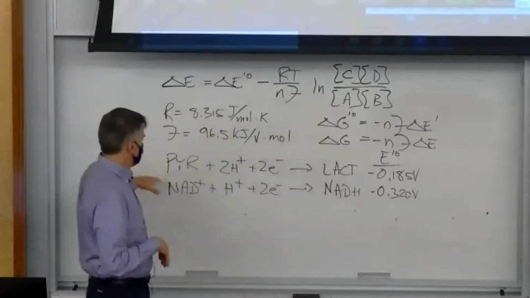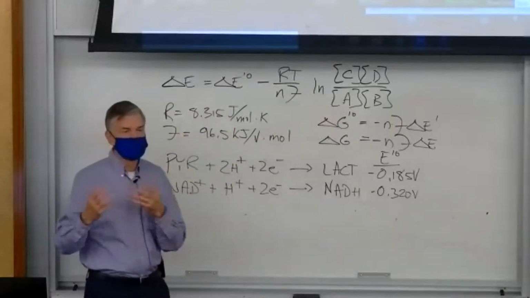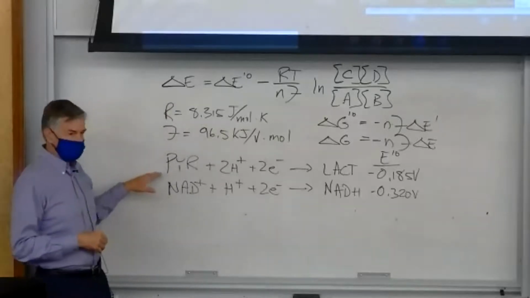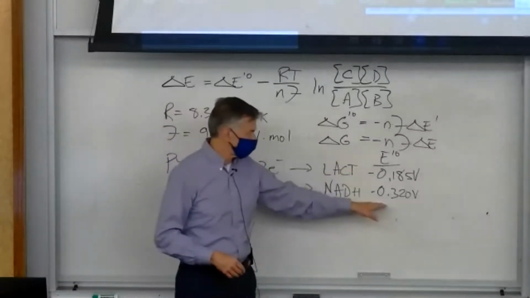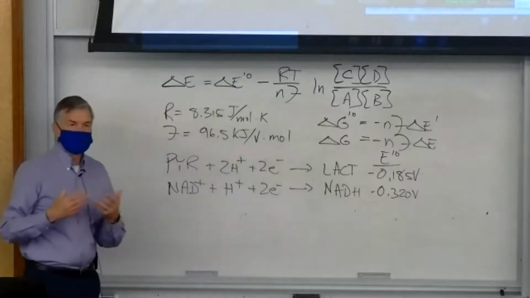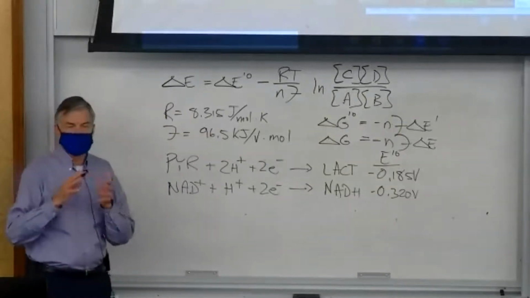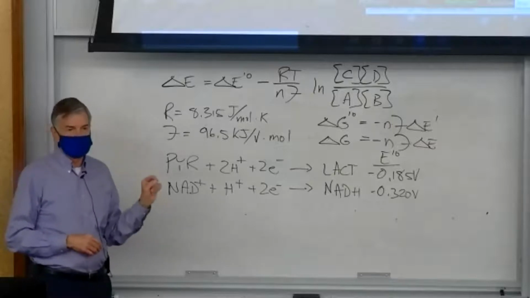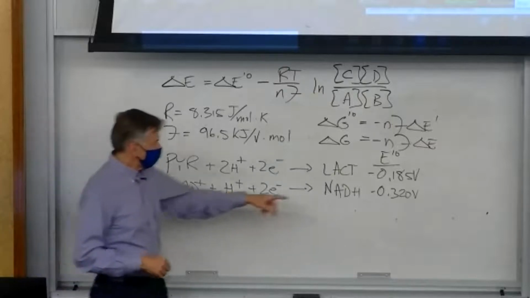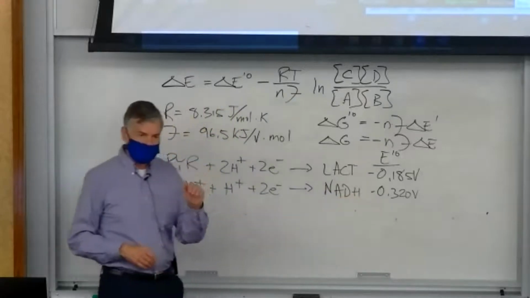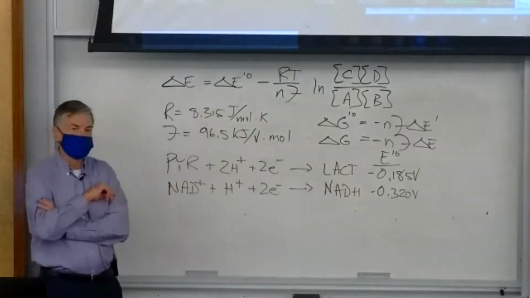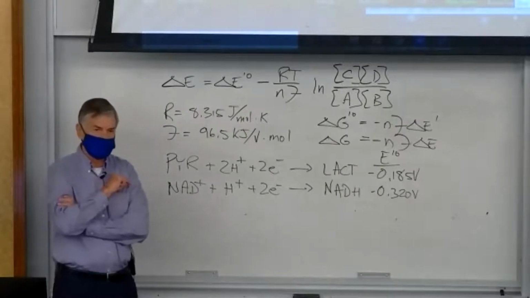What I've listed here are what you would see in the table as shown in the book in chapter 13. These are standard reduction potentials as listed. These are versus a hydrogen electrode. You need not remember that, but that's where these numbers have come from. What you can see here is both of these are negative. So as reductions, neither of them is energetically favorable.